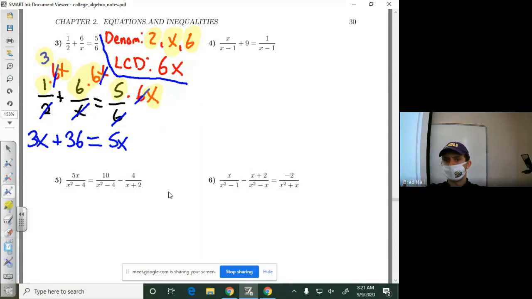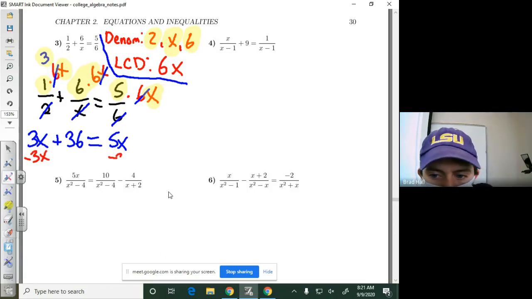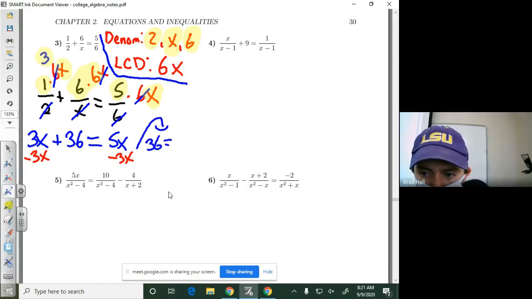And notice all the fractions are gone, which is good. All the fractions are gone, which means all we have to do is combine like terms, and we're done. So here we get that 36 is equal to 2x, or that x is equal to 18.